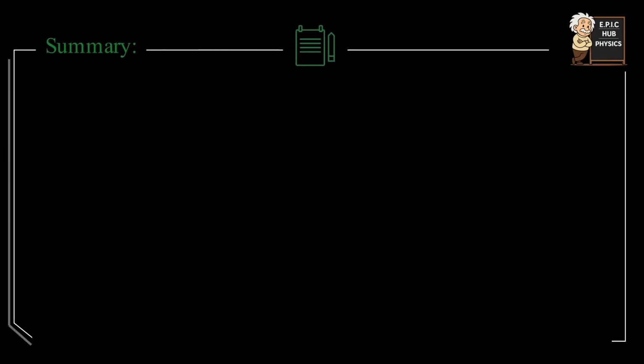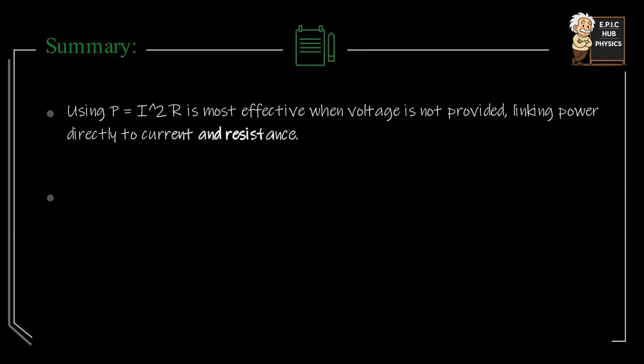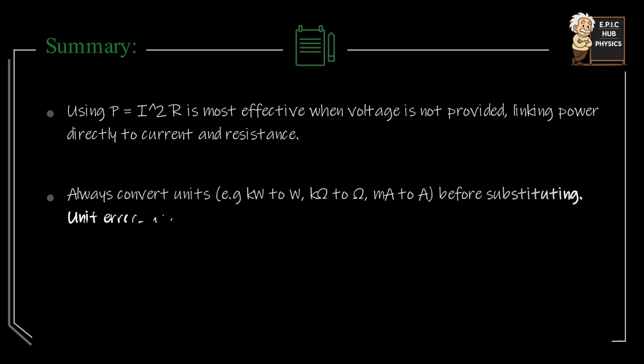To summarize the key ideas from this problem, when the voltage is not given, the equation power equals current squared times resistance is often the most direct way to relate power, current, and resistance. Finally, always convert quantities such as kilowatts to watts and kilo ohms to ohms before substituting into equations, since unit conversion errors are a very common source of incorrect answers.